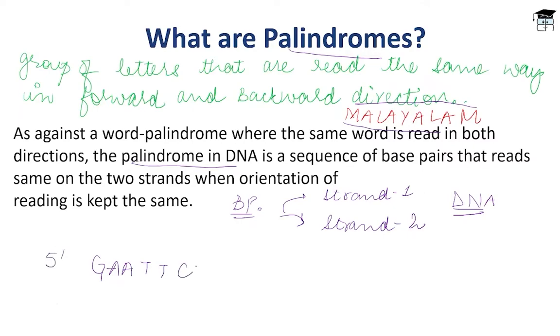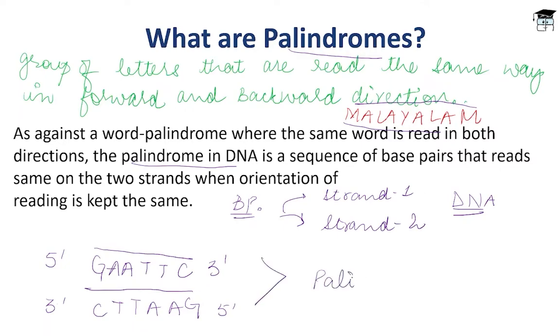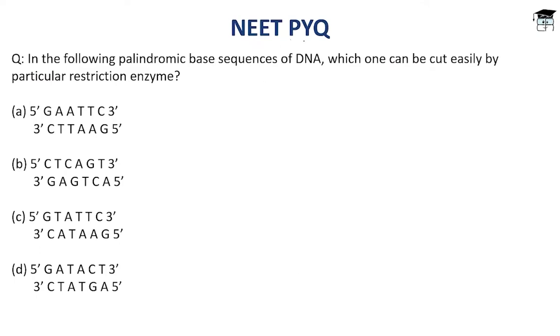For example, GAATTC, 5' to 3'. Now 3' to 5' would be CTTAAG. Got it? Now if I read it this way, it is GAATTC and GAATTC. Clear? These are palindromic sequences. Clear? Alright students, now let us attempt a previous year question from NEET 2022 on palindromic base sequences.